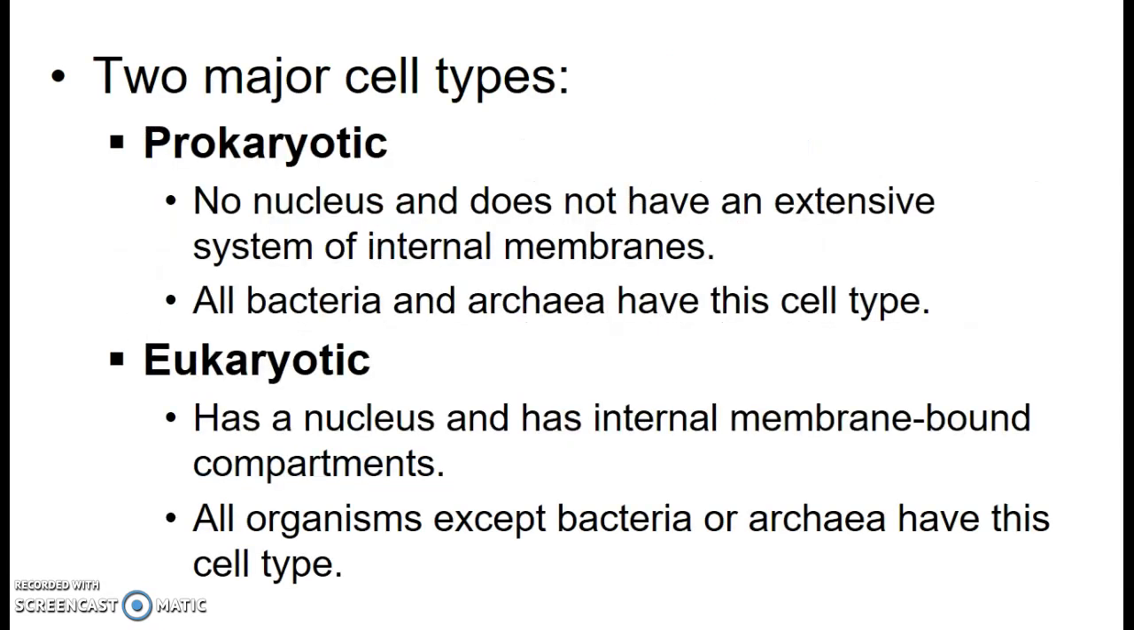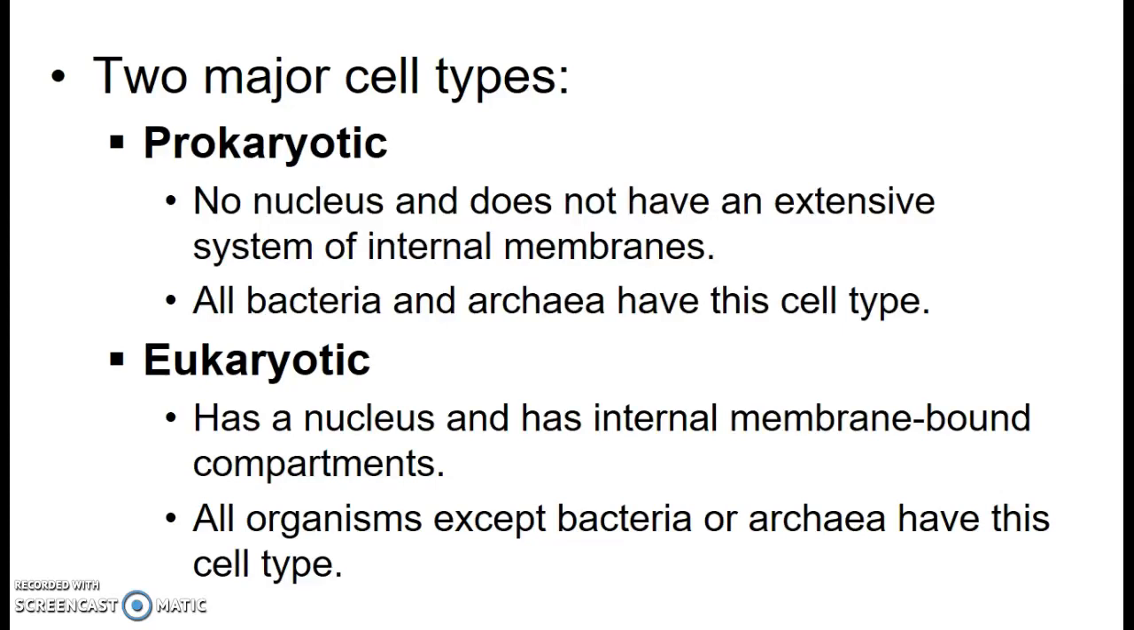Okay, so we have visited this briefly earlier in the semester. The 2 cell types are prokaryotic cells and eukaryotic cells. And the major difference between the 2 cell types is that prokaryotes do not have a true nucleus. They have genetic material, but it's not enclosed in a membrane. And then prokaryotes also do not have organelles, and they don't have an extensive or well-developed system of internal membranes.